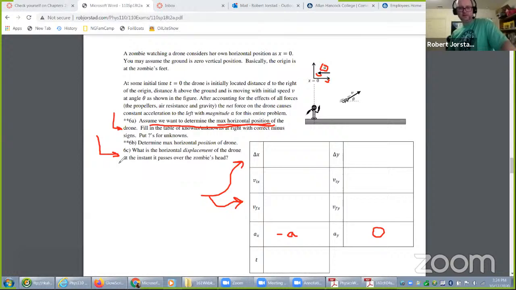Do you agree? Esteban? I got to sneeze. Whoa. Excuse me.